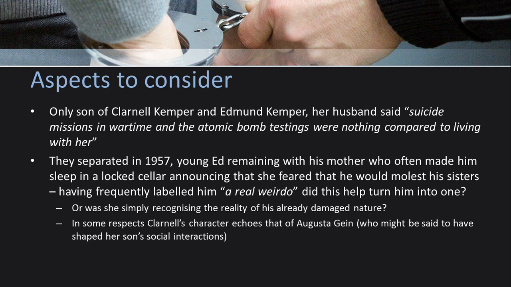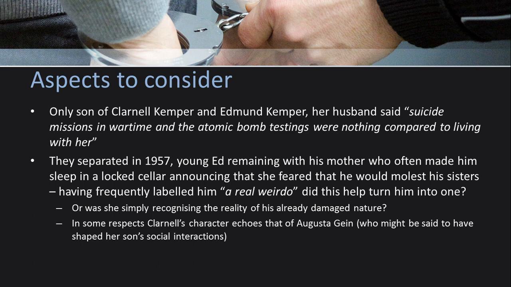Parallels can be drawn between Clarnell and Augusta Gein, who was the mother of Ed Gein, Mother Ed. Ed Gein lived with his mother almost the entirety of his adult life. Father had died. There was a brother. Ed Gein had a brother who also lived on the family farm, and the brother died in a fire of somewhat dubious circumstances. It was put down as an accident, but people have since speculated it might not have been.